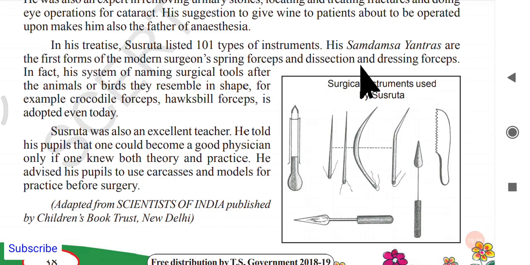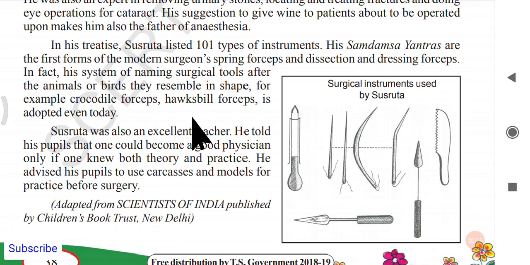Next, distortion, in the sense of opening the skin. Dressing forceps. Most of you have been dressed in the hospitals, so that is the dressing forceps. We invented all those forceps and all. In fact, his system was making surgical tools after the animals or birds they resemble in shape. For example, crocodile forceps and hawksbill forceps are adopted even today. So he used to name the surgical tools after the names of animals based on their shape.